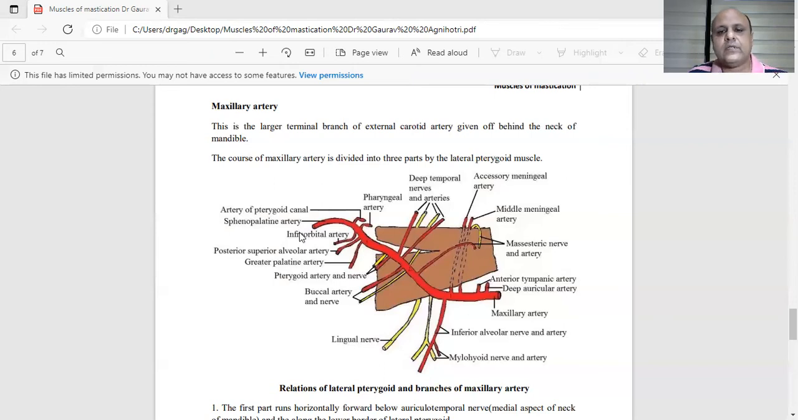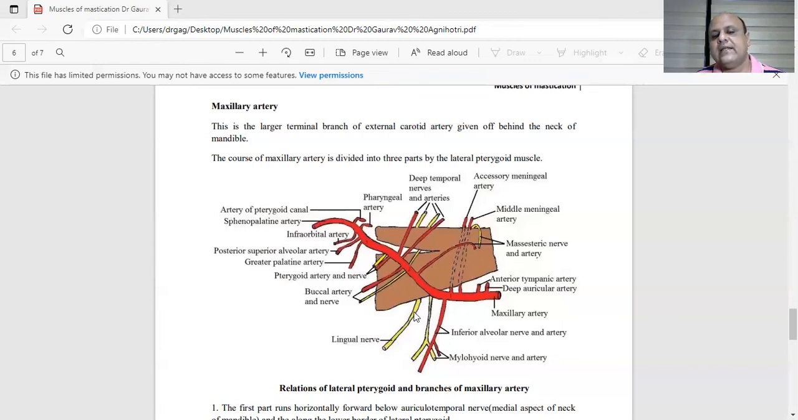So students, another important thing you can appreciate here is the relations of the lateral pterygoid muscle. I told you it is the key muscle of the region. So you can appreciate here how the maxillary artery, particularly its second part, is lying superficial to the lower head of lateral pterygoid muscle, while the mandibular nerve is lying posterior to the lateral pterygoid muscle. So this mandibular nerve is giving some branches. The posterior division of the mandibular nerve gives the auriculotemporal nerve that lies medial to the neck of the condyle, and then the posterior division also gives the lingual nerve.